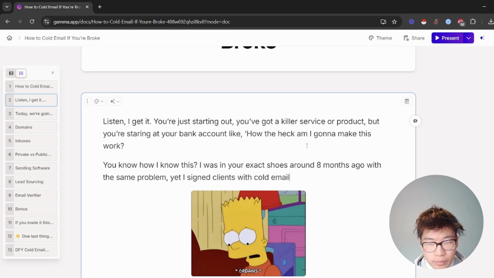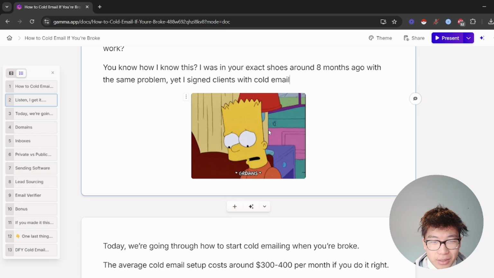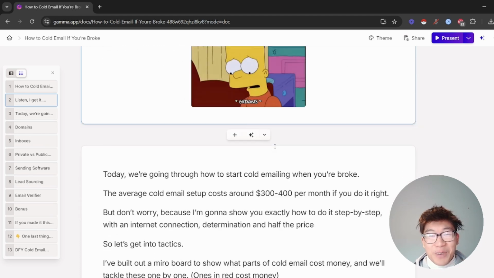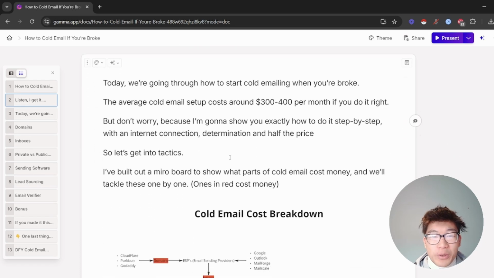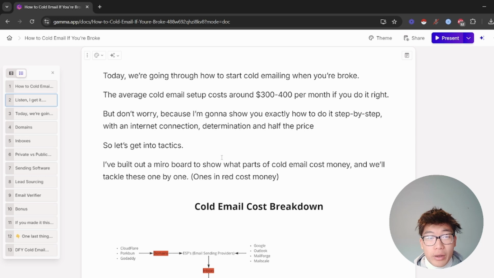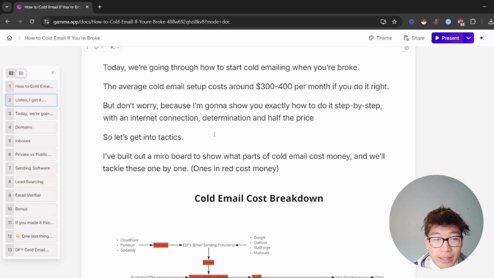So this is what this doc is about. Awesome. This is a funny little gif of Bart Simpson. Today we're going to be going through how to start cold emailing when you're broke. The average cold email setup costs around $300 to $400 per month if you do it right. But don't worry, because I'm going to show you exactly how to do it step by step with an internet connection, determination, and half the price. So let's get into the tactics.